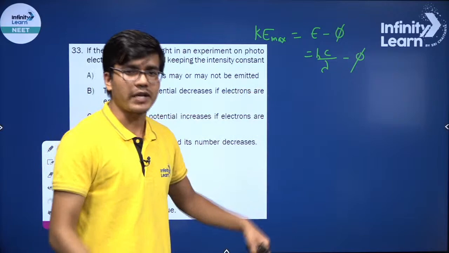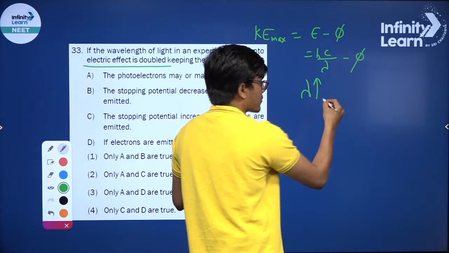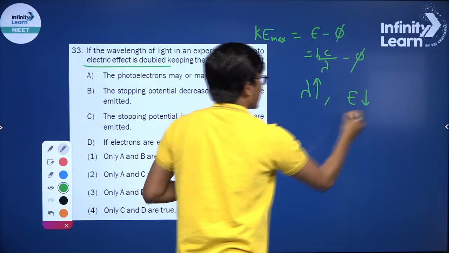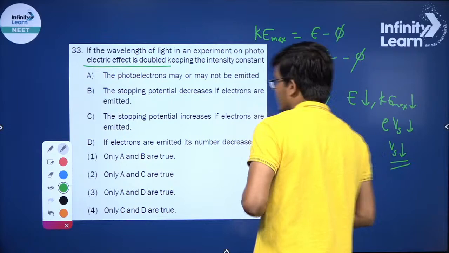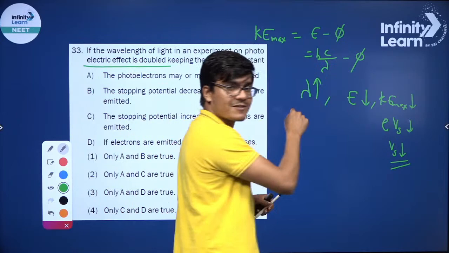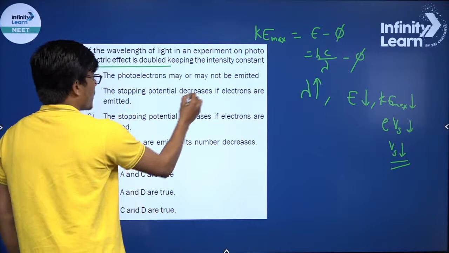So what you are doing is you are increasing the wavelength. Lambda is getting increased, so obviously E will get decreased. If E gets decreased, then my K max will decrease. So if K max will decrease, definitely e into stopping potential will decrease, meaning stopping potential will decrease. But it might happen that when you are increasing this, this energy might be less than the work function. In that case, there will be no emission, right? It might happen. So we have to read the options very carefully. May or may not be emitted.